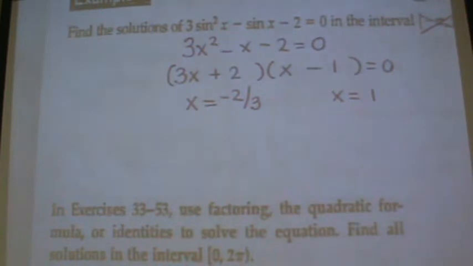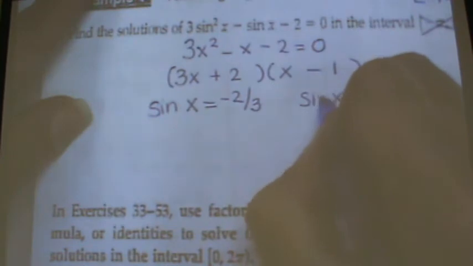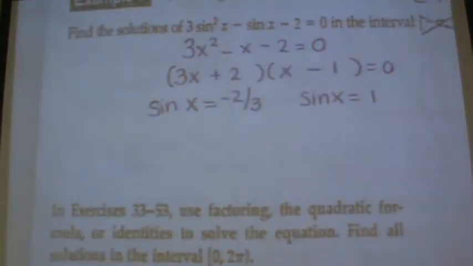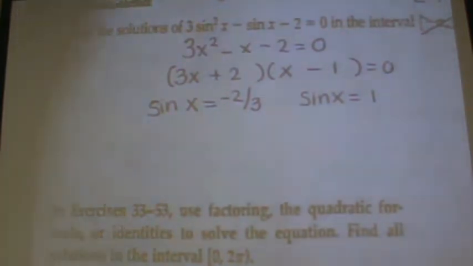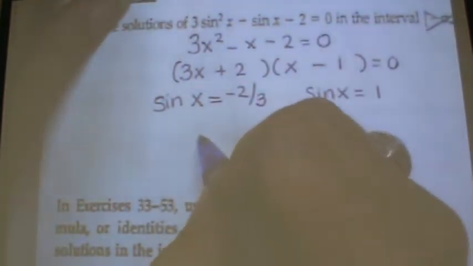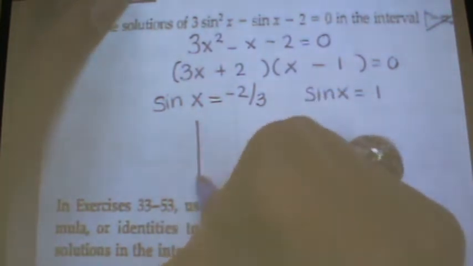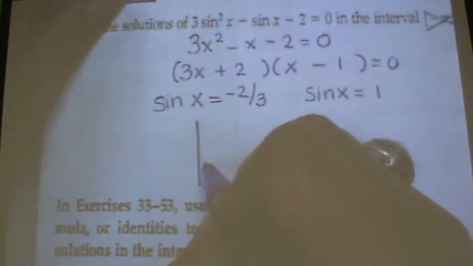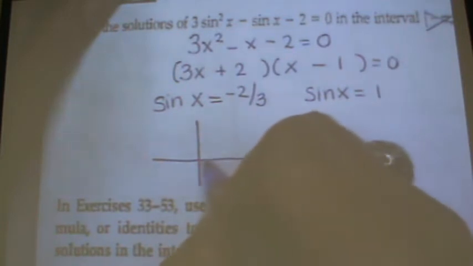So what you're going to do now is bring back the word sine into this problem. That's what you're solving. Now how do you do this? This is a calculator problem. So you're going to pretend like you're in quadrant 1. You want your reference angle.